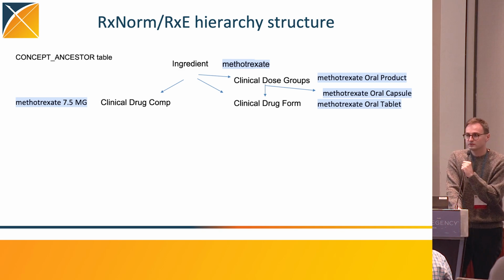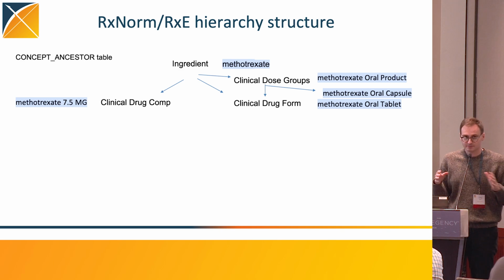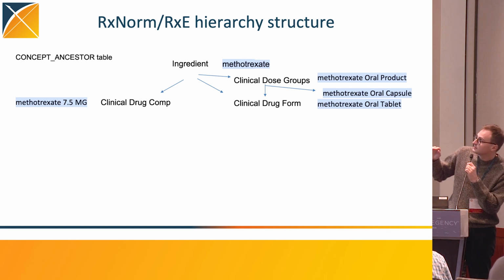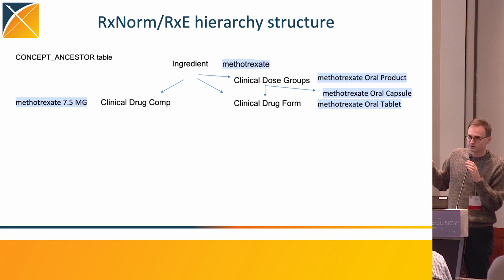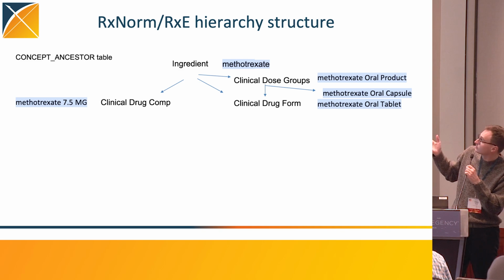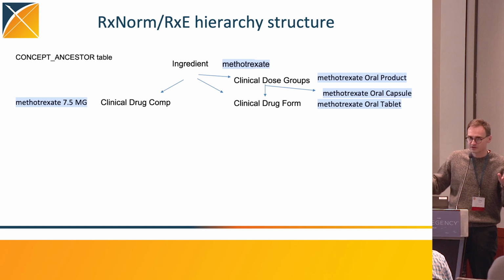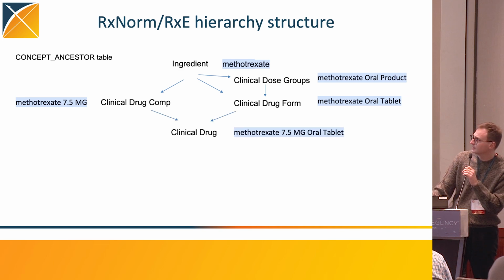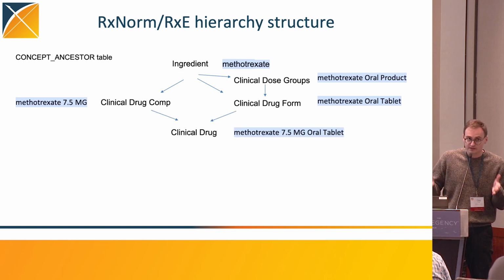It's very important to note that these branches are separate and not connected to each other at this level. There is also an intermediate level of clinical dose groups, methotrexate oral products. You can guess that methotrexate oral product collects all the codes for different oral products of methotrexate, like oral capsules, oral tablets. They are all under the clinical dose group. But again, the branches are separate. And now they merge into a clinical drug.